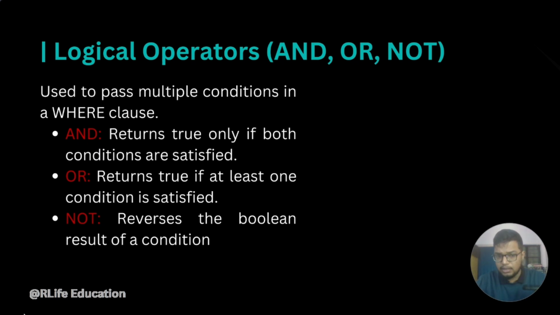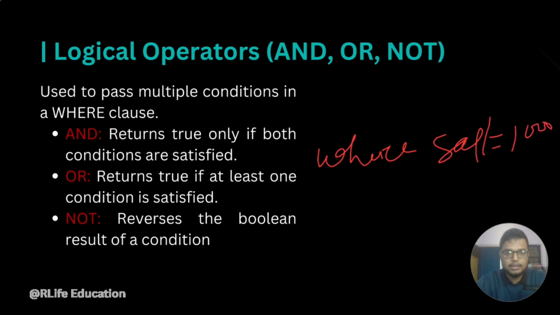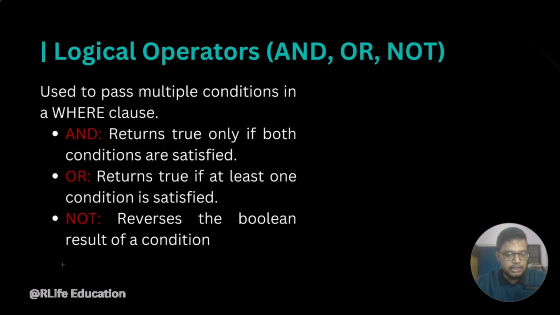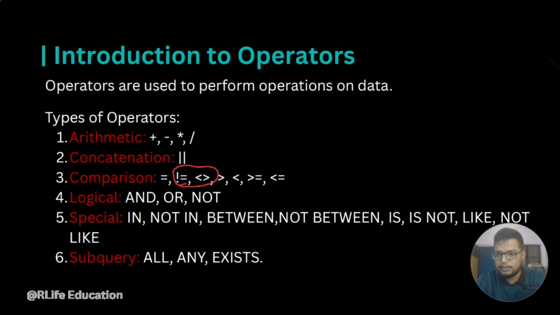But in the case of the not operator, whenever we provide the not operator, for example, we have to find the employee details of those who are not getting salary equal to 1000. It is represented by this exclamatory mark, or you can write it in this form also. This also comes under the comparison operator. If you look here, these two things are nothing but the not operator. The not operator is also part of the comparison operator, because in this case we are comparing something, we are comparing the value. Okay, this is all about the logical operators.